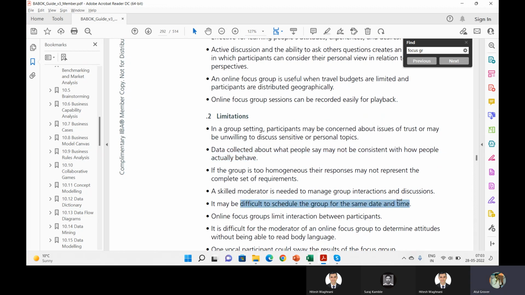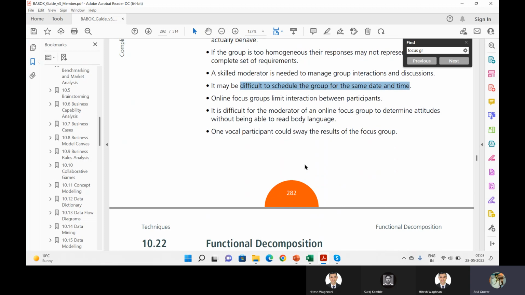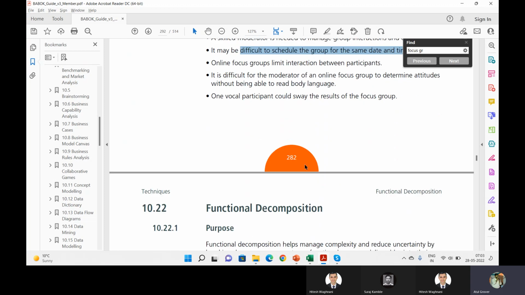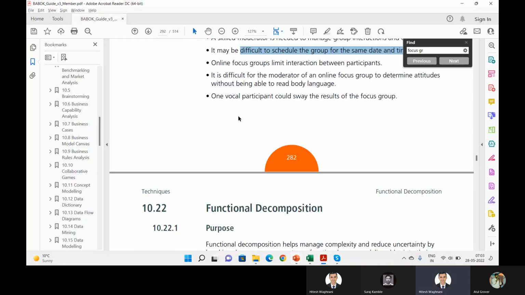Getting everybody on the same time, same date is tough. And all the things will be there. So these are the three techniques which we discussed just now on these areas. Okay, clear? Yes, makes sense. Good. Atul, can offsite be done twice or thrice a year? Just to get updates on the goals?